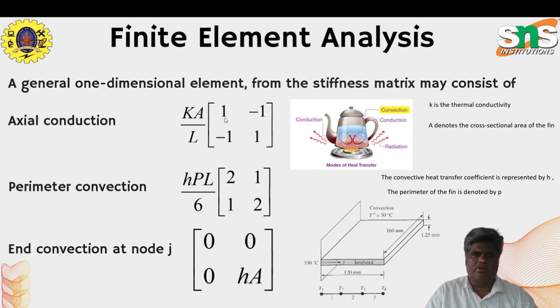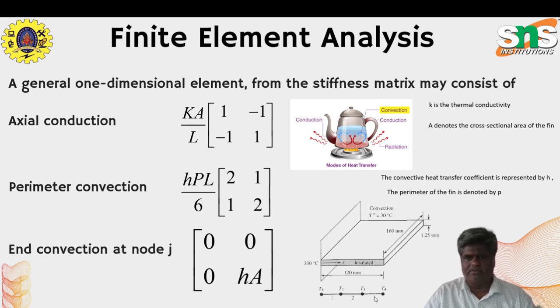Then based on the nodal points, the matrix is 1, minus 1, minus 1, 1. Then perimeter convection is based on the heat transfer mode. The perimeter convection is the convection coefficient h, the perimeter of the element P, and L, the length of the element, divided by 6, times the matrix 2, 1, 1, 2. The end convection at node J is based on the heat transfer of the element. So at node J, it is a 2 by 2 matrix with the convection coefficient and area of the element.